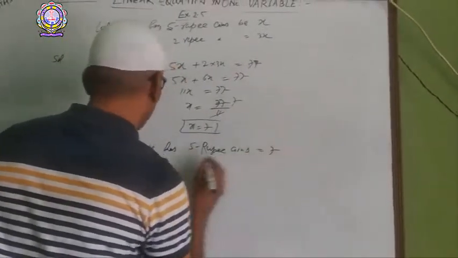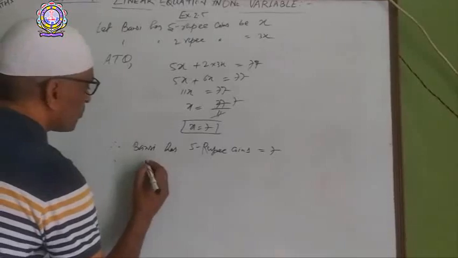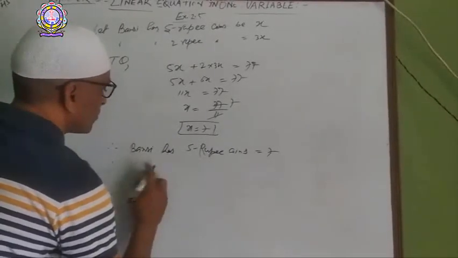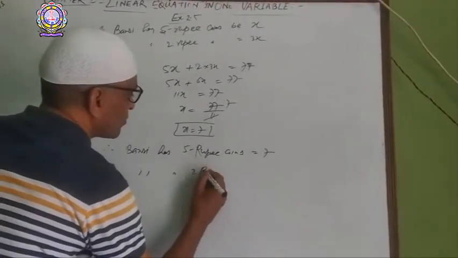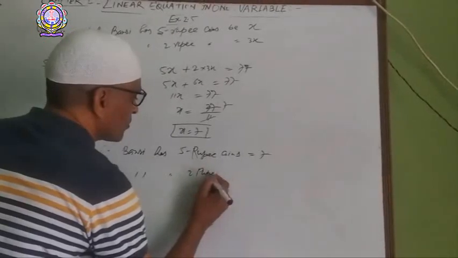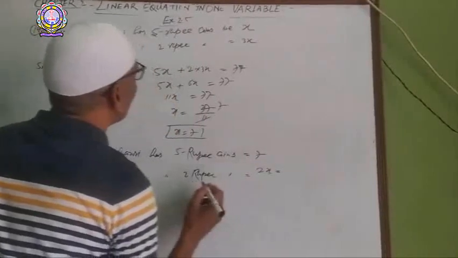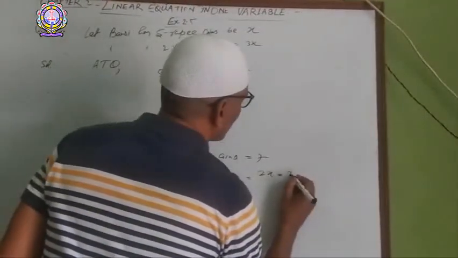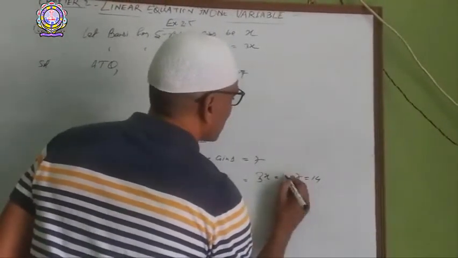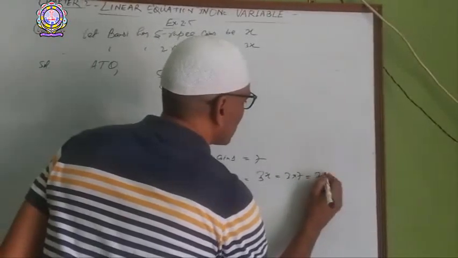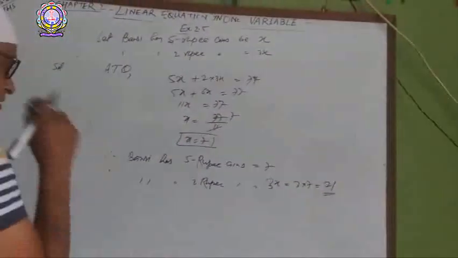and 2 rupee coins is equal to 3x, that will be equal to 21. This is the answer.